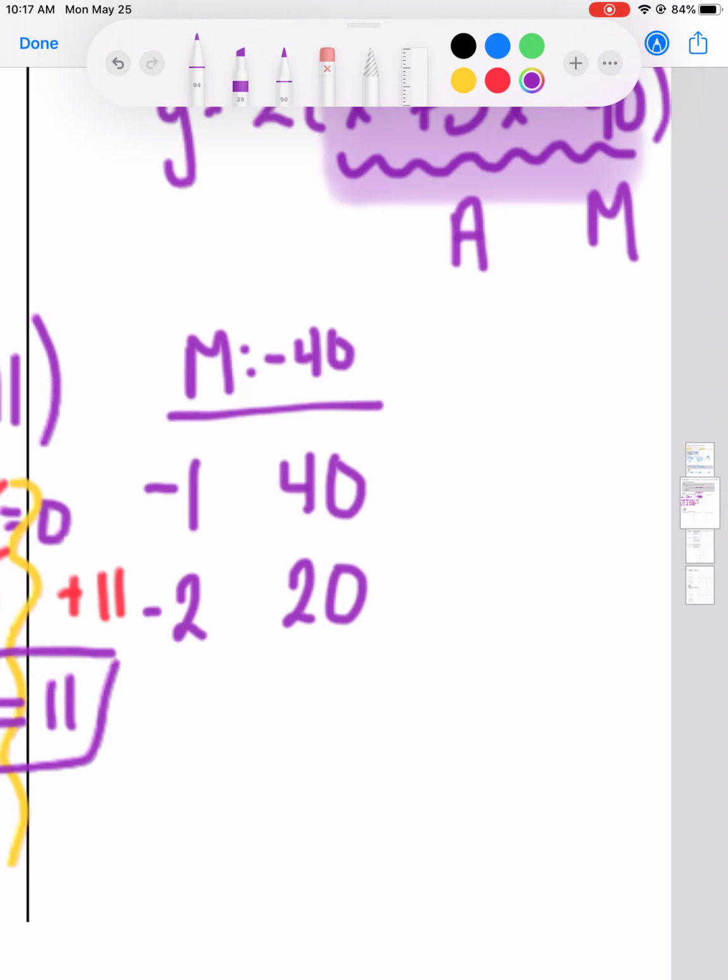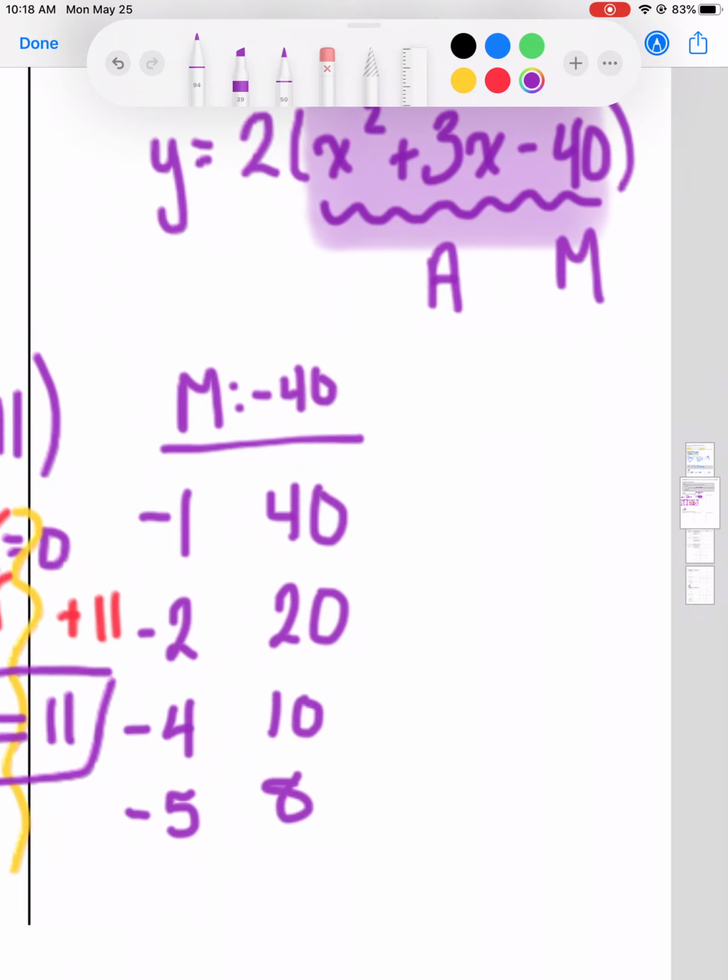I don't think 3 works. Nope. And then I've got 4 and 10. Again, how do I know my smaller number is negative? I use the flow chart. I'm not going to say that again. Then I've got 5 and 8. 6 I don't think works. 40 divided by 6. Nope. 40 divided by 7. Nope. And then that's it. So those are all my factors. Now I'm going to add them together. So I got to find out what adds to positive 3x.